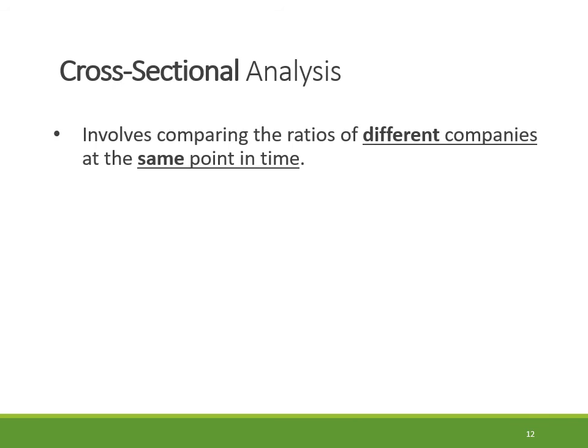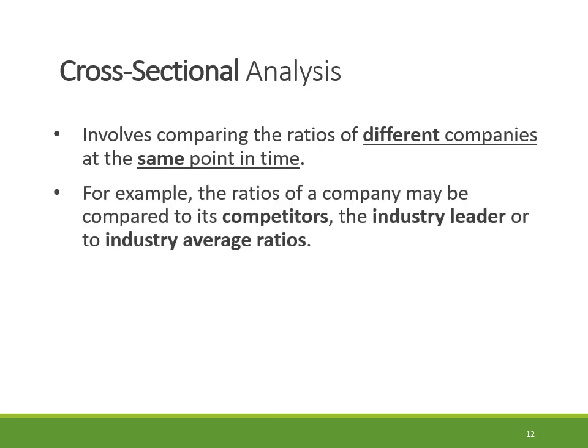Cross-sectional analysis involves comparing the ratios of different companies. Take note, these are different companies at the same point in time. For example, the ratios of a company may be compared to its competitors, the industry leader, or to industry average ratios. Normally, industry average ratio is more common.